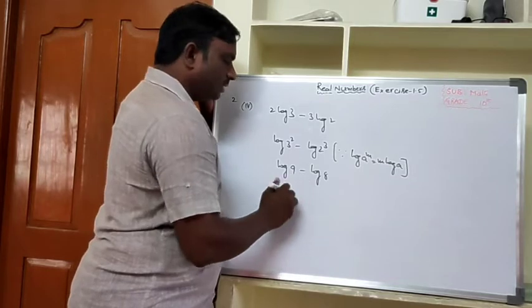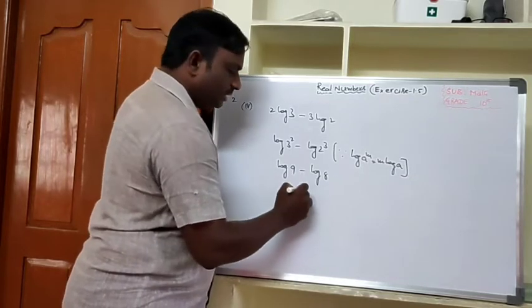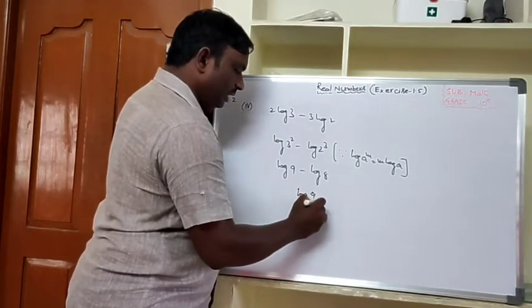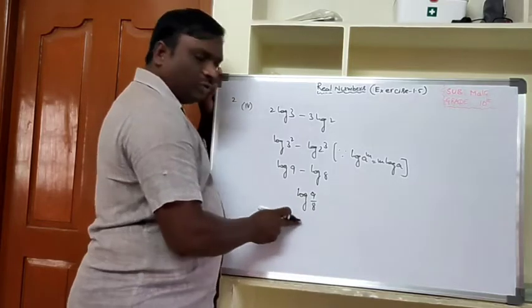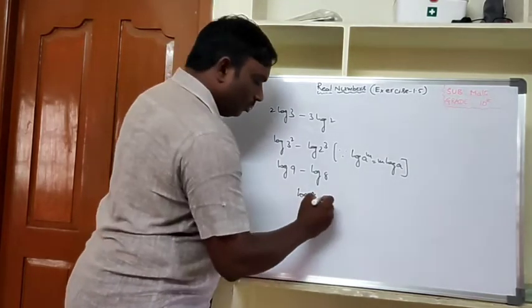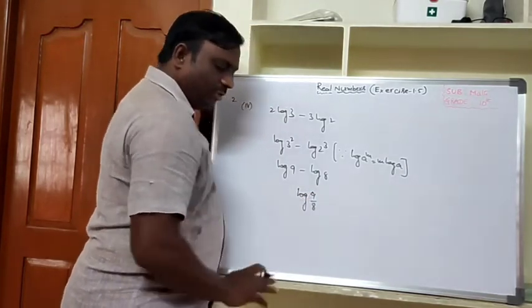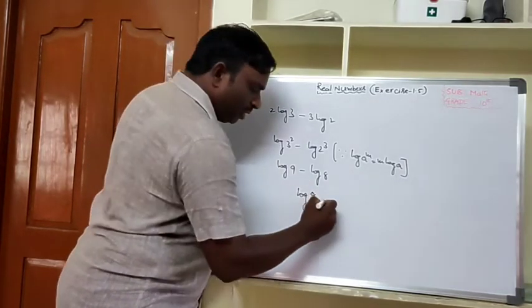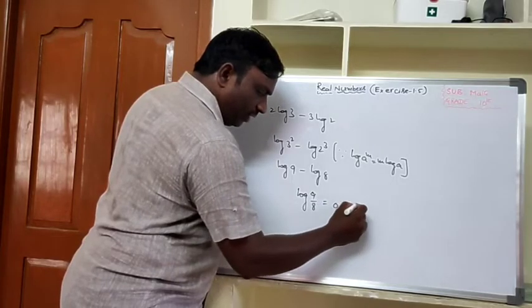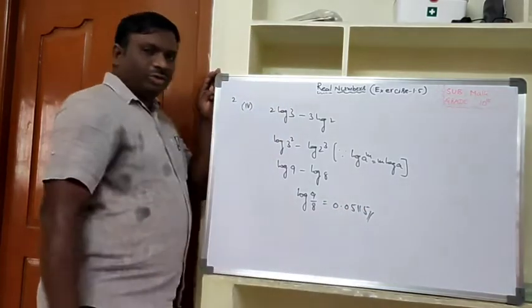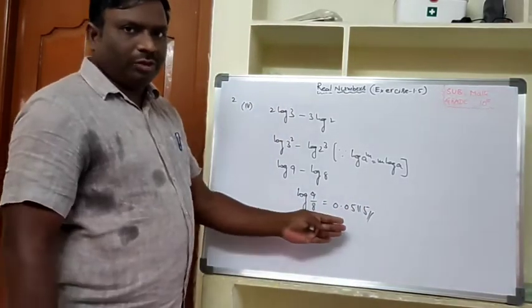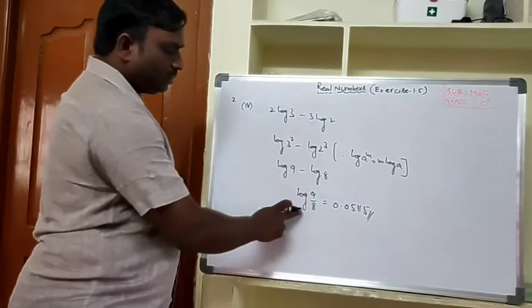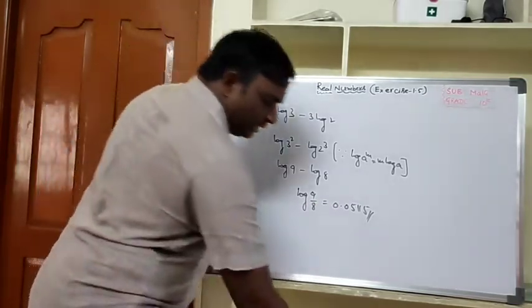So log 9 minus log 8. Log x minus log y is log x by y. That means 9 by 8. If there is no base, we can take it as 10, no problem. So log 9 by 8 we can leave till here, or if you want to find the log value using the logarithmic table, log 9 by 8 is 0.05115. No need to write that value. If you know that value, then you can write it, otherwise stop here. Okay, so that is the second main.